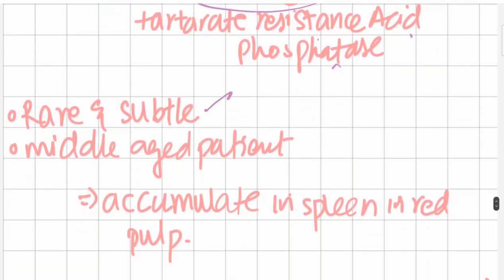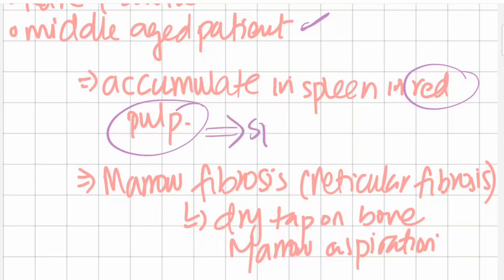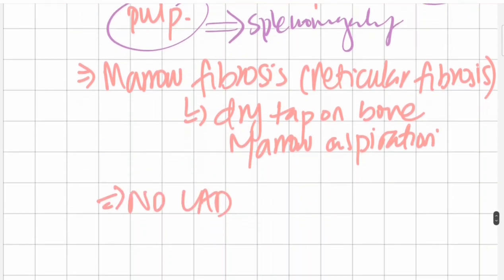It is a rare and indolent form and mostly occurs in middle-aged patients. It accumulates in the red pulp of the spleen. That is important. So what is it going to cause? It is going to cause splenomegaly. And it also causes marrow fibrosis, reticular fibrosis, that is.